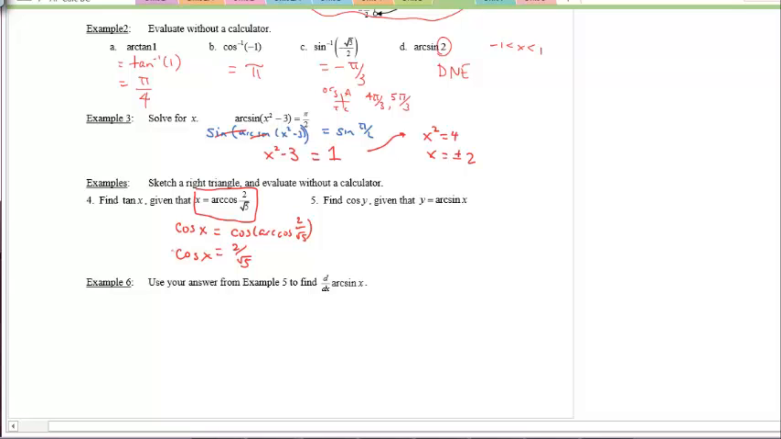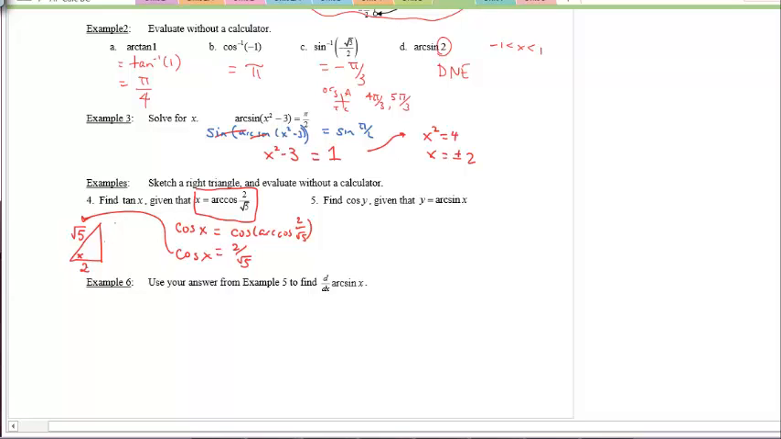Now, how do I draw a picture for that? Well, if I were to draw a picture, here's my right angled triangle. My angle is now x. Cosine is defined as the adjacent side divided by the hypotenuse. And then from here, I hope you can also find the missing length using Pythagoras. I won't show you the work, but I hope you remember Pythagoras.